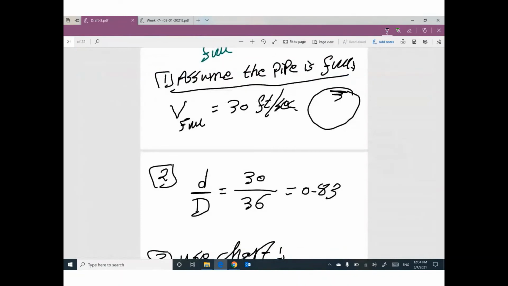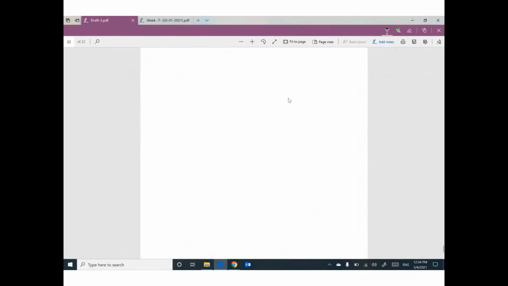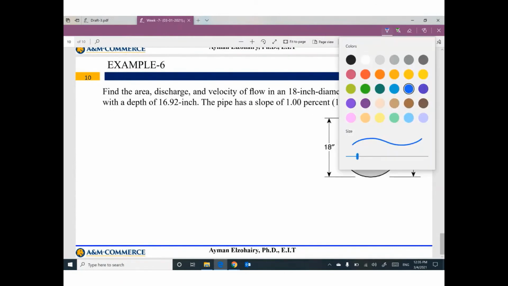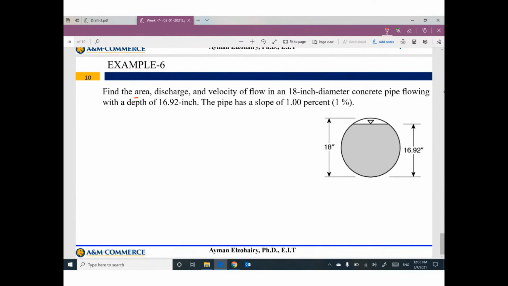Example number 6. Okay, we are looking for the area, the discharge, and the velocity. For this case, we have a pipe diameter of 18 and water depth 16.92.